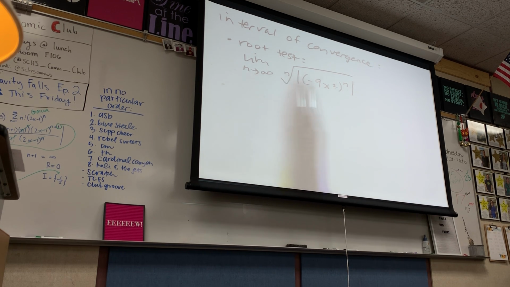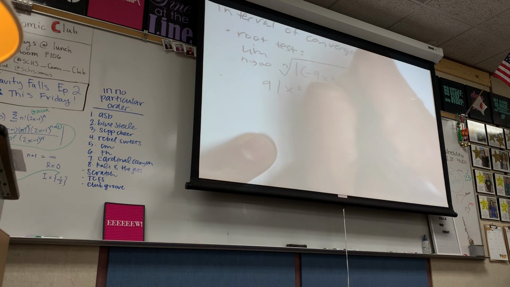So the nth root and the n undo each other. And all you have left is the limit of negative 9x squared inside absolute value. Do we all agree that the absolute value of negative 9x squared has no n's in it? So it's treated like a constant. The limit of a constant is just that constant. I'm going to pull the 9 out and set this, because we want it to converge, so we set it less than 1.